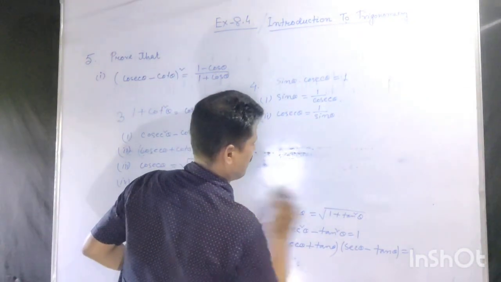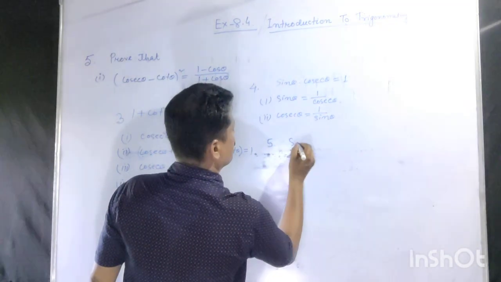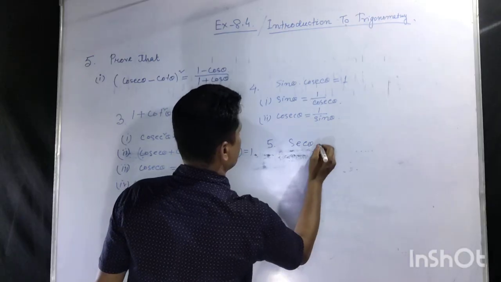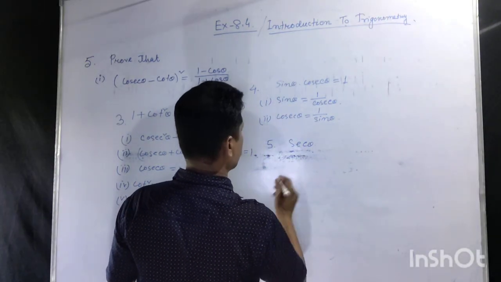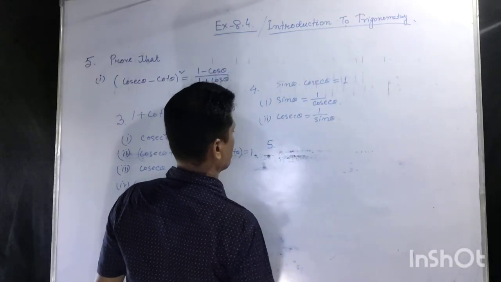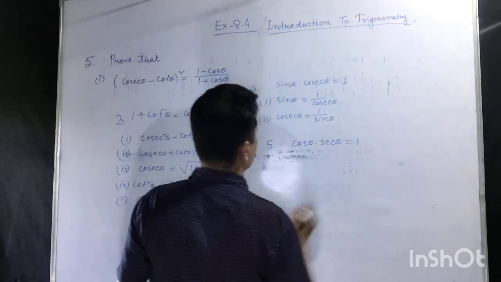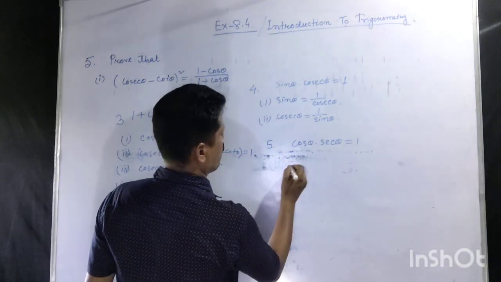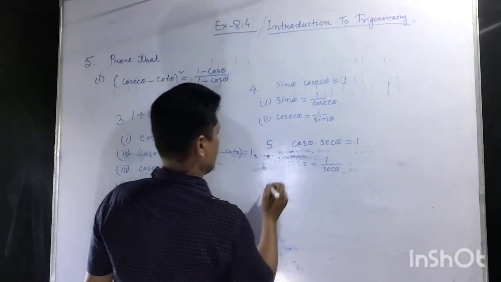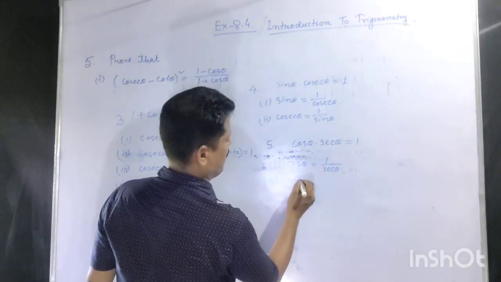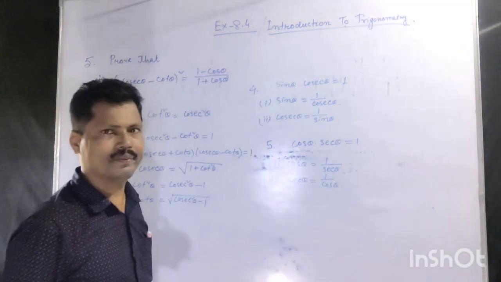Next, cos theta into sec theta is equal to 1. So cos theta we can write is equal to 1 by sec theta. And number 2, sec theta is equal to 1 by cos theta. We can write like this way.